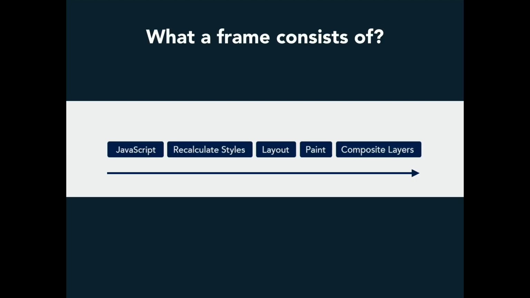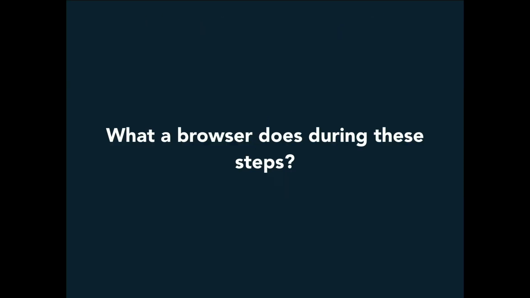But what does a frame actually consist of? A frame has a sequence of steps that don't happen at the same time. You can't have, for example, paint before the JavaScript or layout after compositing layers. They all have to happen in sequence. But what do all the steps do? Like what happens in each of the steps? Because this is something that we can actually leverage for making our performance better. Let's go through it quickly.